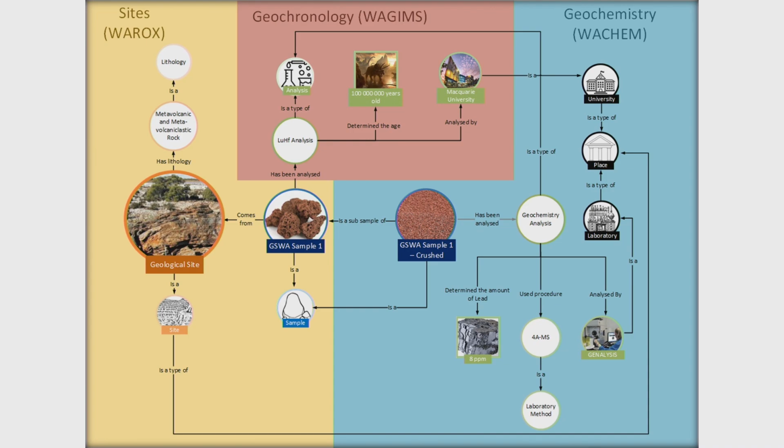So at the moment, they're very separate entities, very separate databases. What the knowledge graph is going to do is bring those entities together. So when you search for something associated with that particular crushed sample, it'll bring you back other results saying, actually, I can tell you it's from this location, it's had this analysis done, and it'll give you further, richer information associated with that particular sample.